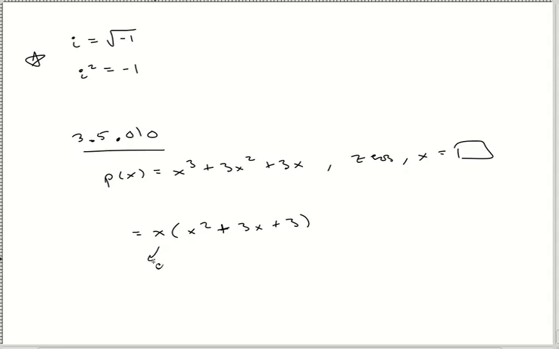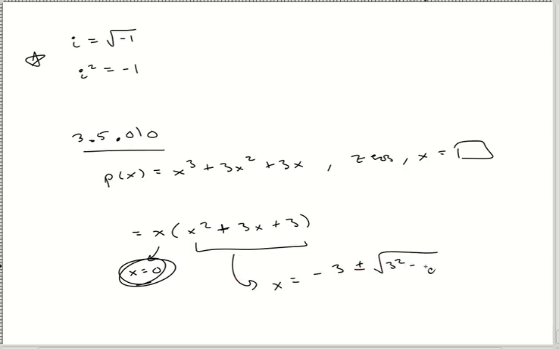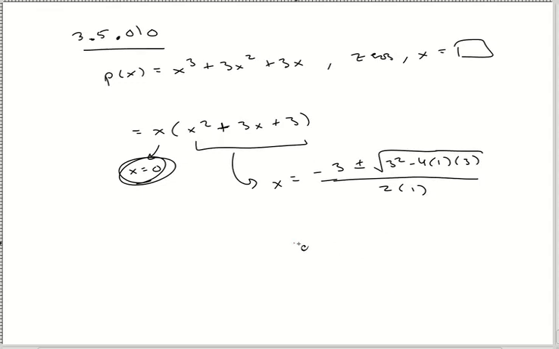And so you can see right here that we've got x equals 0. That's one of my answers. Whenever you have x just by itself, that means x equals 0. And whenever you've got a confusing quadratic form, use the quadratic formula to figure it out. So here we go: -3 plus or minus the square root of 3 squared minus 4 times 1 times 3, all divided by 2 times 1.